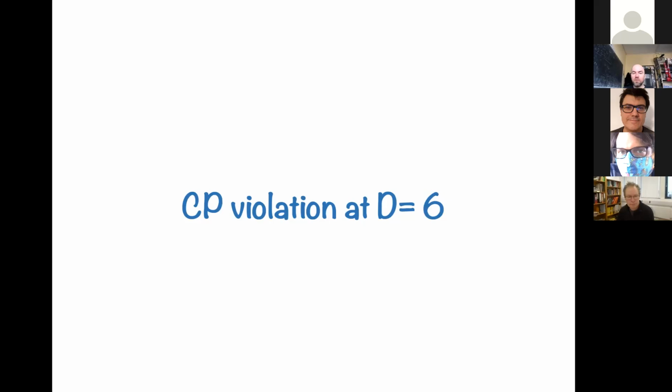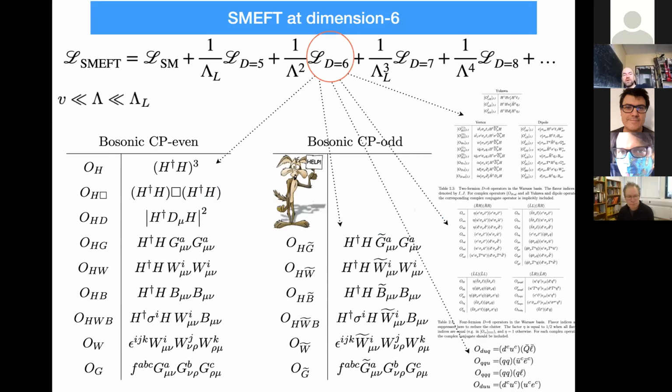Okay, so let's go to dimension 6. Yeah, so we are in this Lagrangian. We already covered the standard model. We already covered dimension 5. Now we go to dimension 6, and I was saying this is where all hell breaks loose. Yeah, so we have literally thousands of different operators, and many of them, probably half of them at least, come with their own phases. So there are thousands of sources of CP violation.